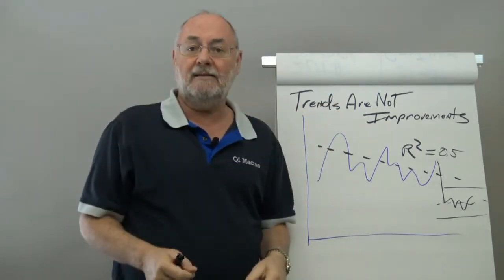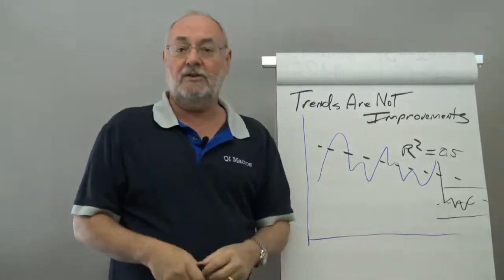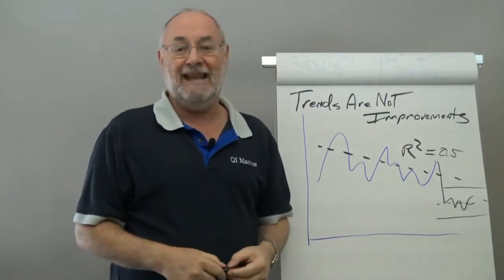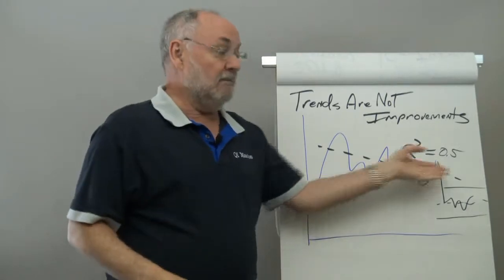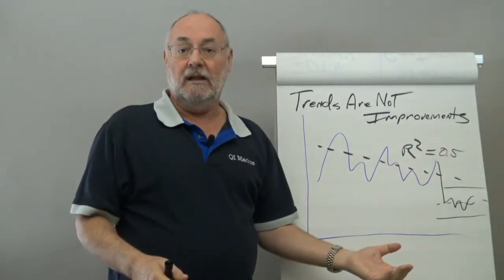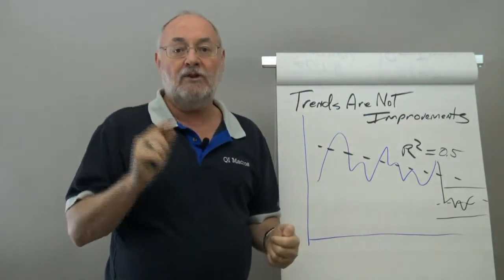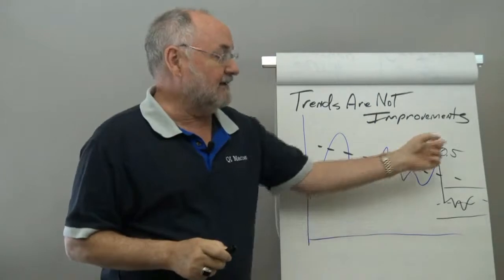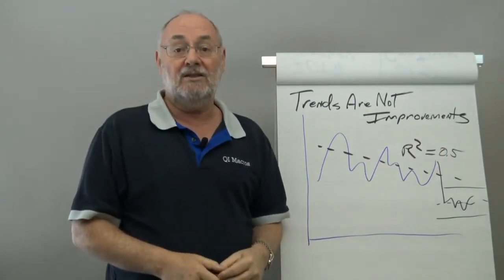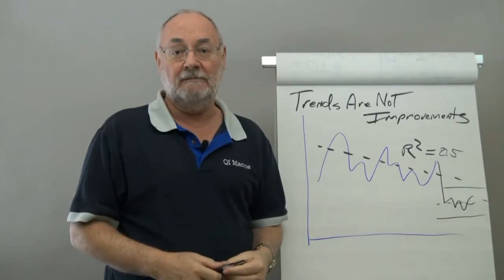So trends and trend lines are not improvements. If you can't show me an R squared of at least 0.8, no fit, right? But if you did it with a control chart, you wouldn't have to worry about this. So trend lines, not improvements. And I want you to question everyone that you see that doesn't have an R squared on it, because it's just hallucinations. Just hallucinations.